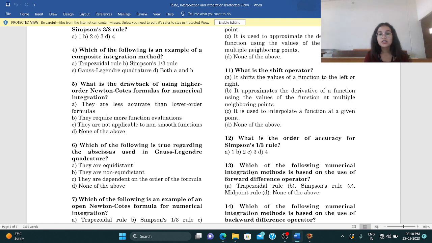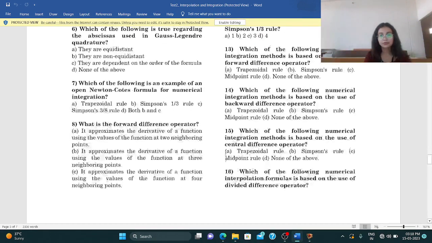Question 12. What is the order of accuracy for Simpson's one-third rule? Option A 1, B 2, C 3 and D 4. And the correct option is B, 2.